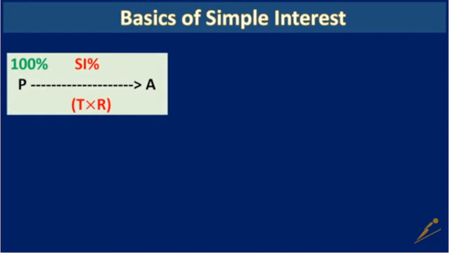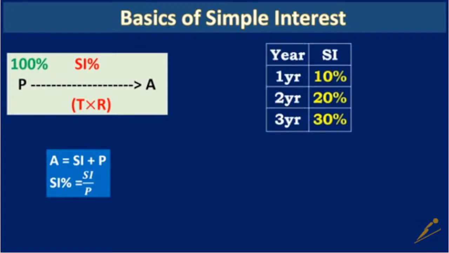The amount is the total of the principal and the simple interest earned or paid. It represents the total amount owed or received at the end of the loan or investment period. The relationship between the principal, simple interest, and amount can be expressed mathematically as: amount is equal to principal plus simple interest.